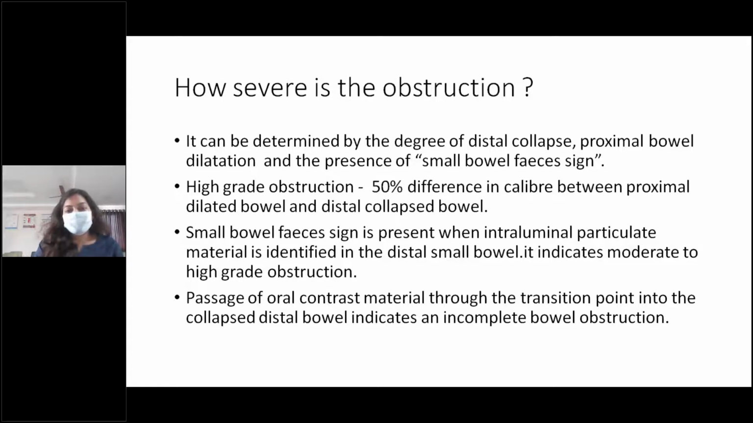In case of high-grade obstruction, a 50% difference in the caliber between the proximal dilated bowel and distal collapsed bowel is seen. Small bowel feces sign is present when intraluminal particulate material is identified in the distal small bowel. It indicates moderate to high-grade obstruction. Passage of the oral contrast material through the transition point into the collapsed distal bowel indicates an incomplete bowel obstruction.